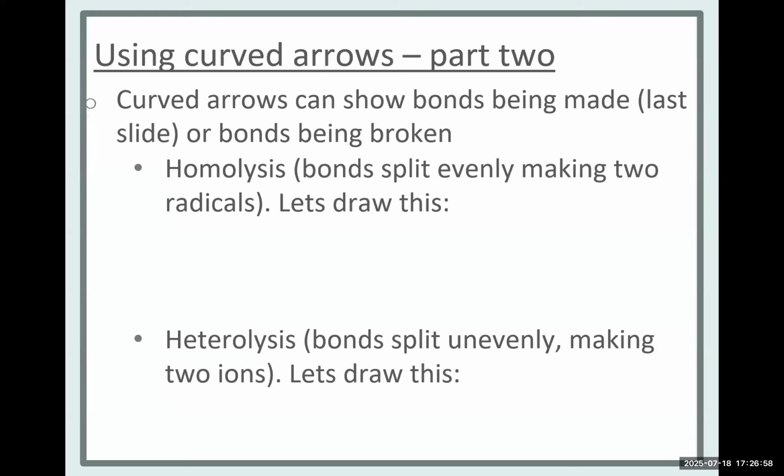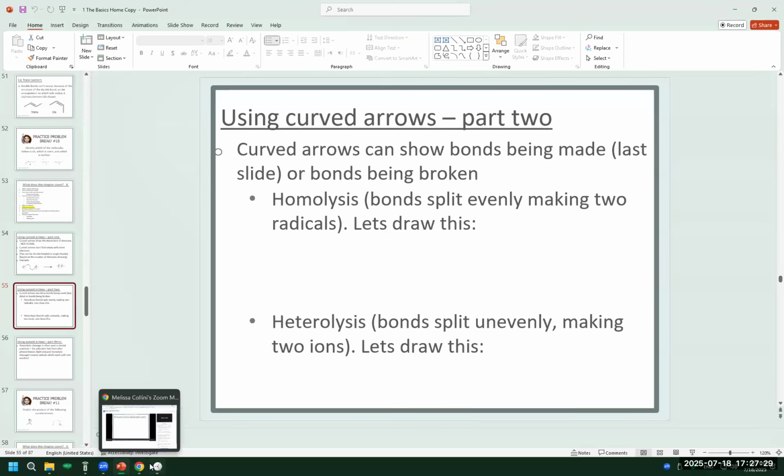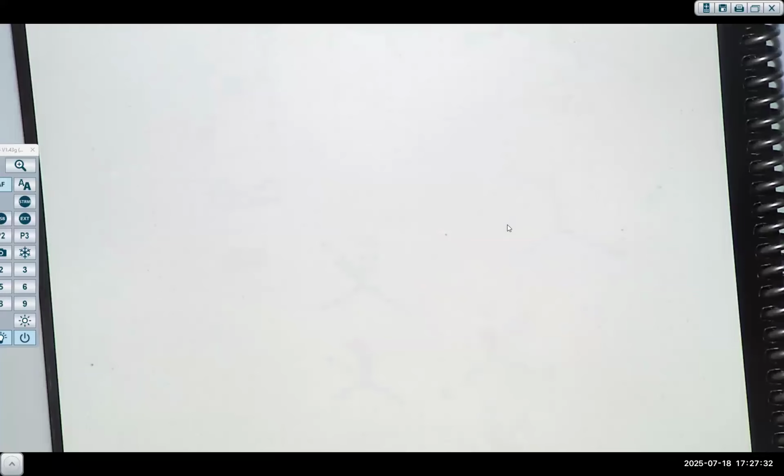Homolysis is bonds being split evenly to make 2 radicals, and radicals are unpaired electrons. Heterolysis is bond splitting unevenly. So homo means same, bonds are splitting to make 2 of the same, the electrons are splitting equally. Hetero is different, so the bonds are splitting unevenly. So we're going to draw an example of each of these, and this will be your first chance to practice drawing curved arrows.